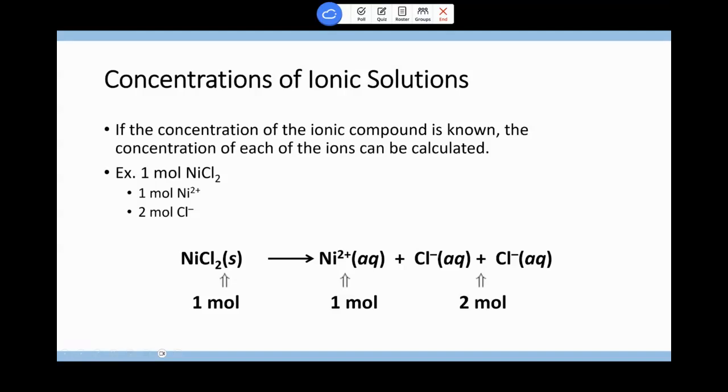And so if we know the concentration of the compound, we know how much nickel chloride is added to solution, and we can use this like a balanced chemical equation and determine the concentration of individual ions. But this equation is necessary in order to do those calculations. We need to know for any ionic compound how many of each ion is going to be present in solution. So 1 mole of nickel chloride creates 3 total moles of ions when it's dissolved in water.